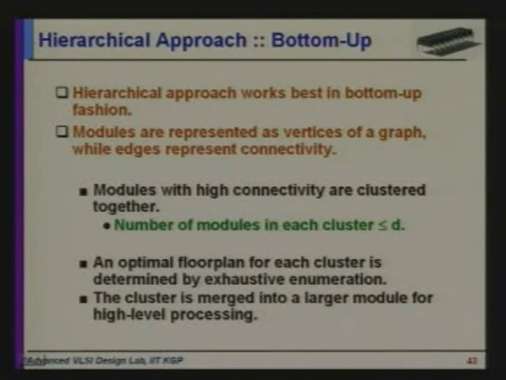An optimal floor plan for each of these clusters is determined by exhaustive enumeration. Within that, we do not apply any heuristics. We try to take all things into consideration: the different shapes that can be given to each of the modules, the minimization of interconnection length of the nets in between, everything. So we try to generate the exact enumeration. Then these merged modules are clustered into larger ones for higher level processing. At the higher level, these again become individual components, and again we cluster them, right?